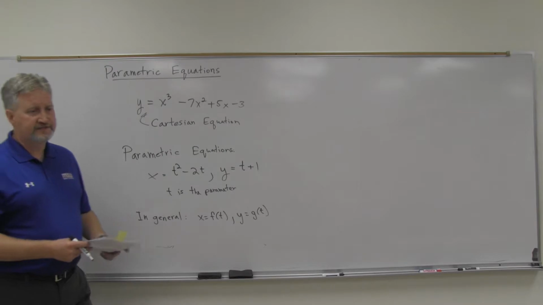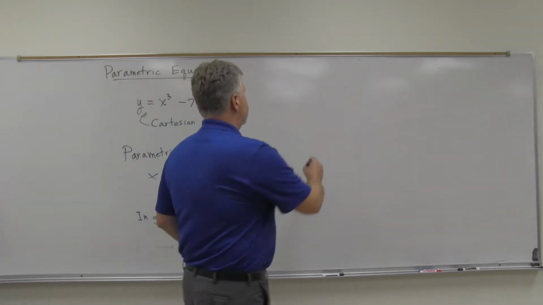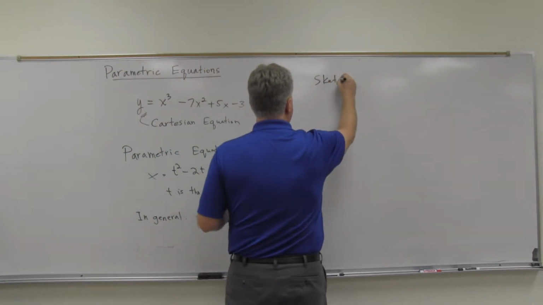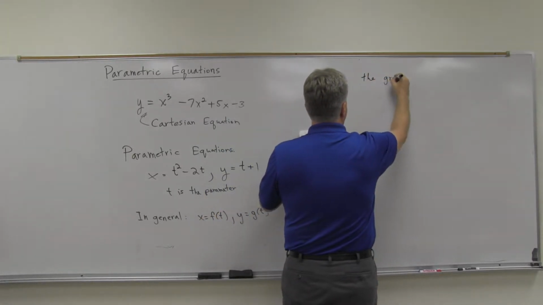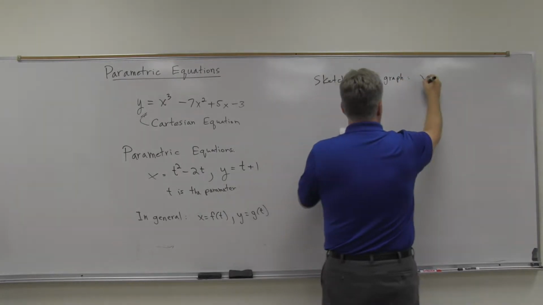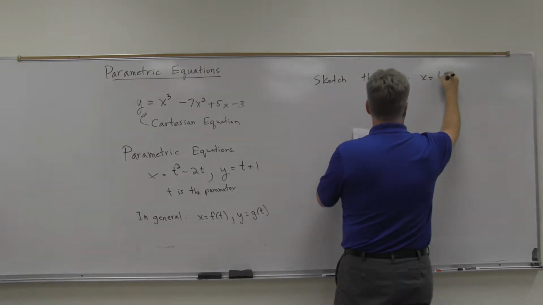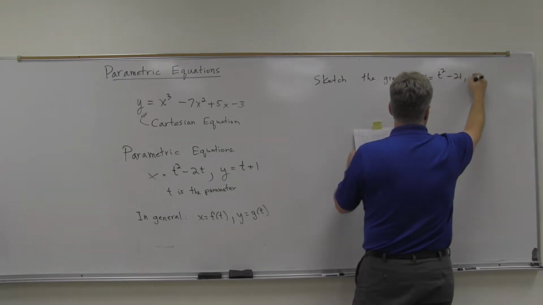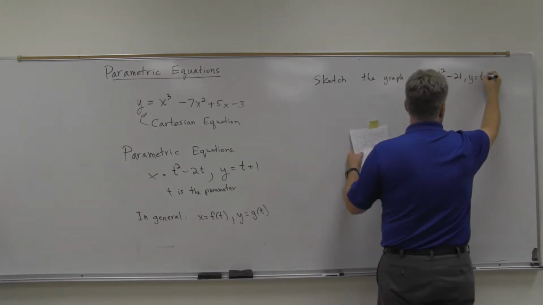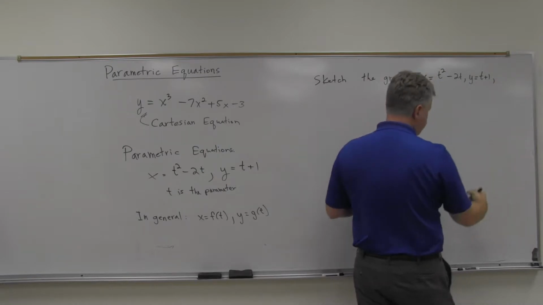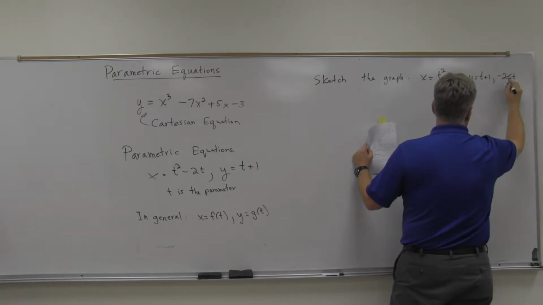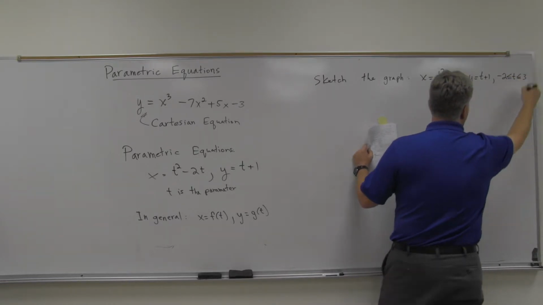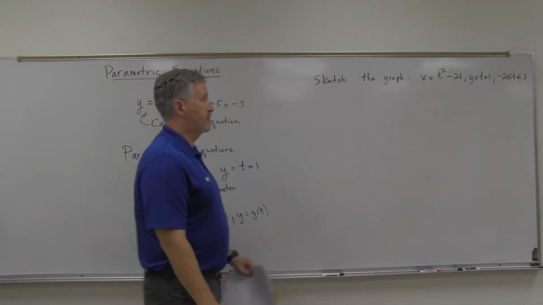So let's start here. Pretty simply, just sketch the graph that we generate. x equals t squared minus 2t, y equals t plus 1. And added to this, we're going to have t values between -2 and 3. So -2 is less than or equal to t, which is less than or equal to 3. We're going to sketch this graph.